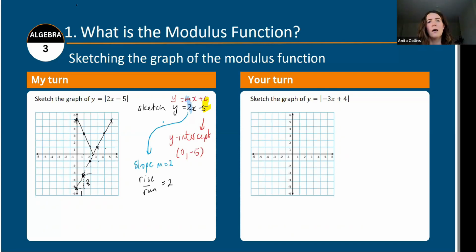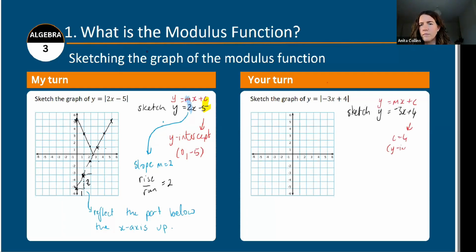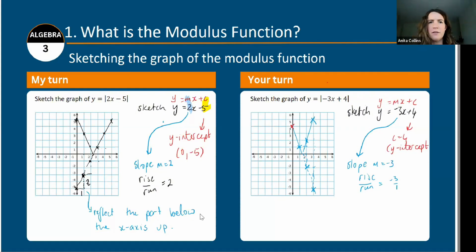All right. Pause the video. If you need to go back and revise the y equals mx plus c linear graphs, then do, and have a go at this question on the right. Watch out for the negative gradient there, the negative slope. Okay, so that's the first section done. In the next video, we're going to be solving modular equations.